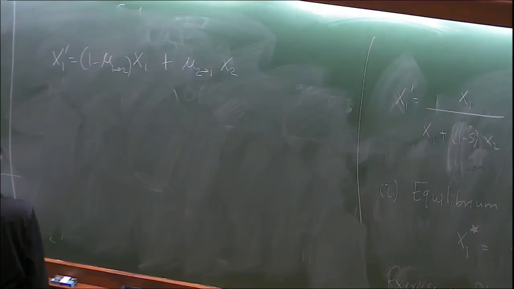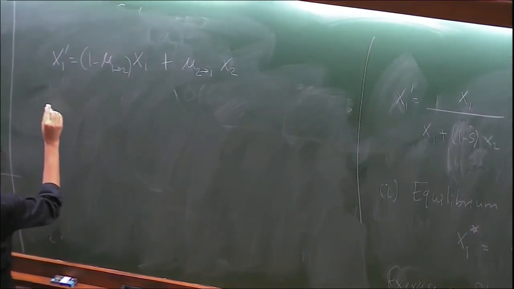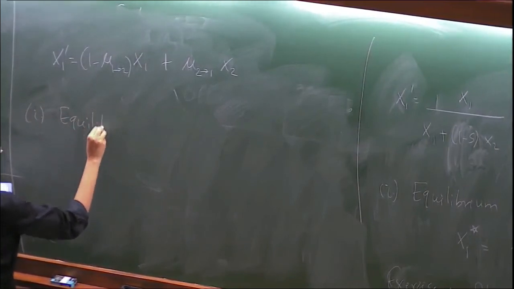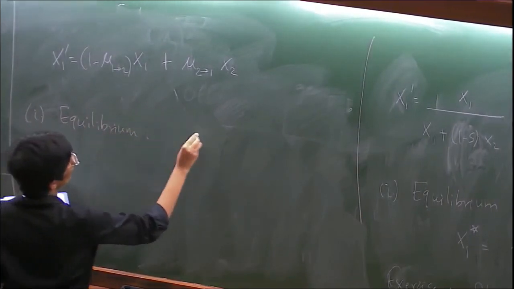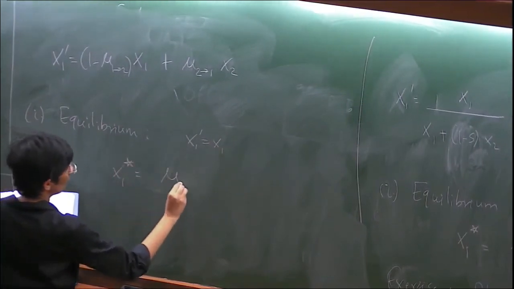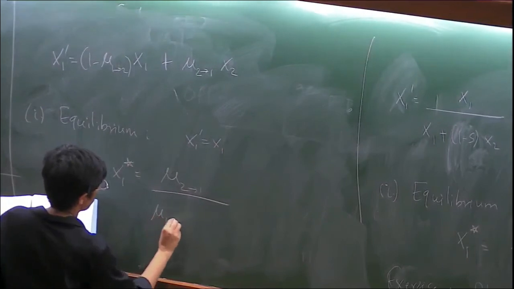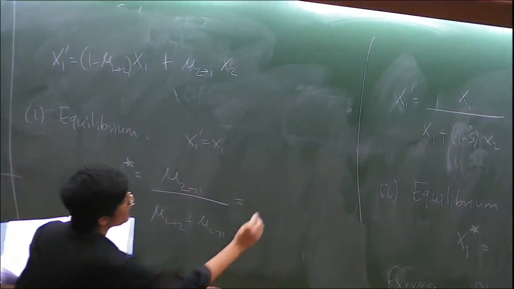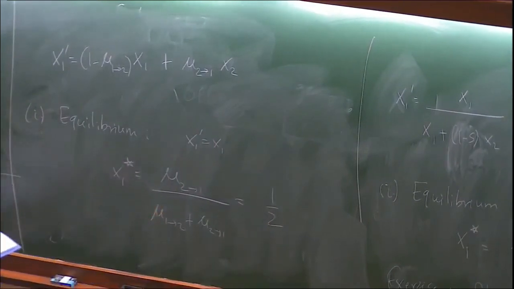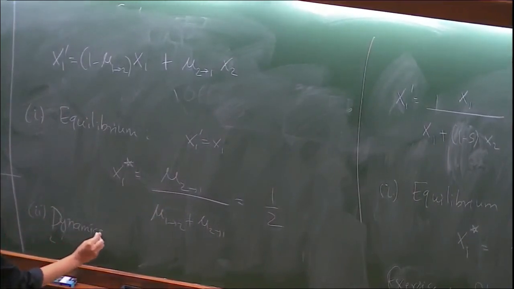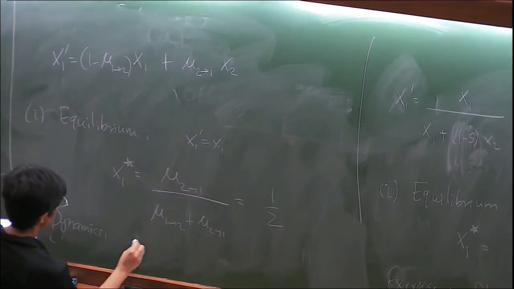Equilibrium and dynamics, the same questions that I asked. So the equilibrium: if these mutation rates were equal, simply half. This is what you expect intuitively as well, right? Dynamics are also very easy. I'll just give you the answer.